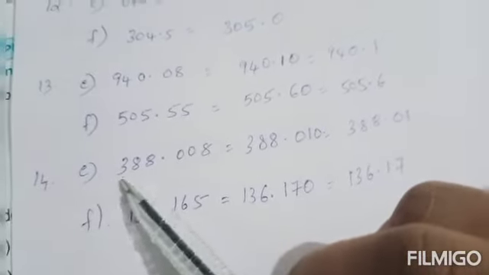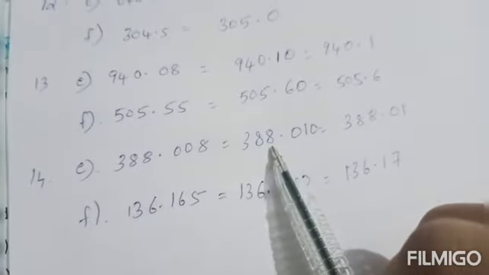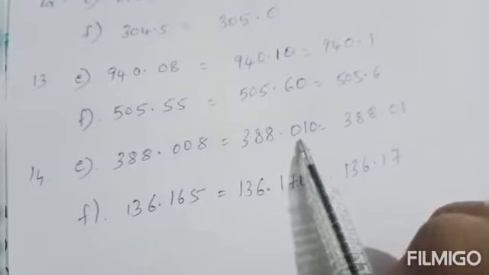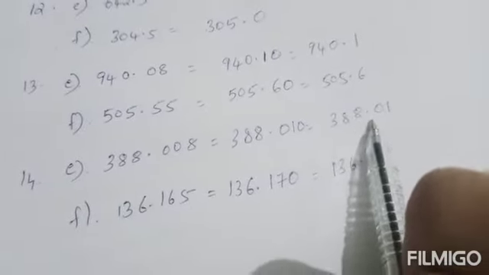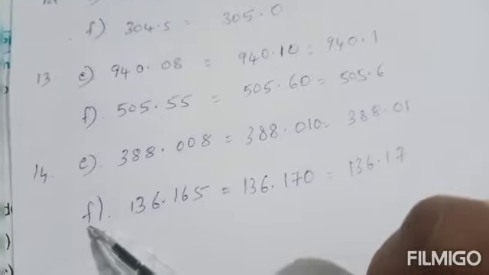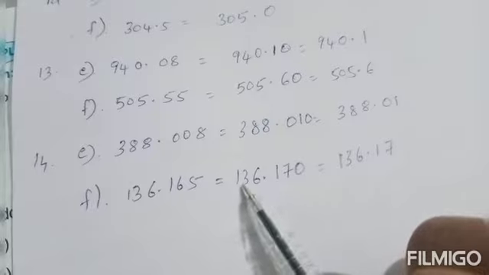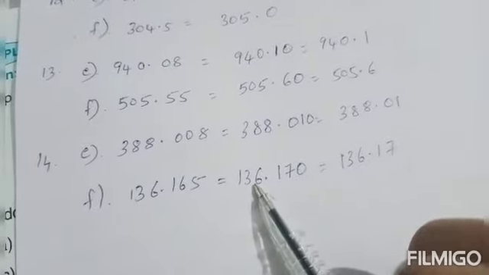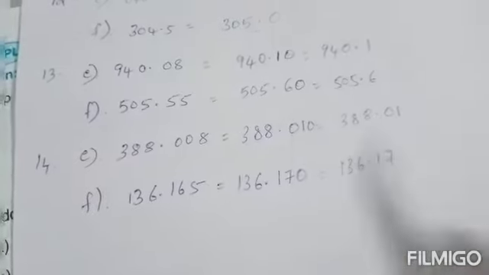So E: 388.008, the answer is 388.010, which is equal to 388.01. Okay, F: 136.165, the answer will be 136.170 or 136.17.